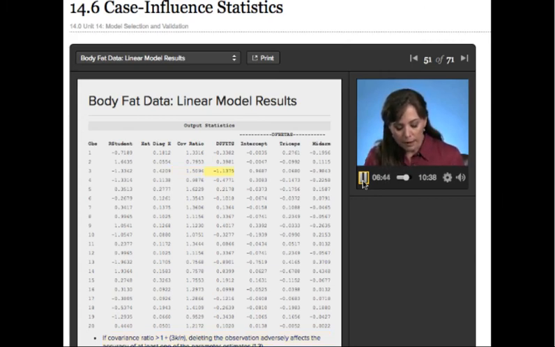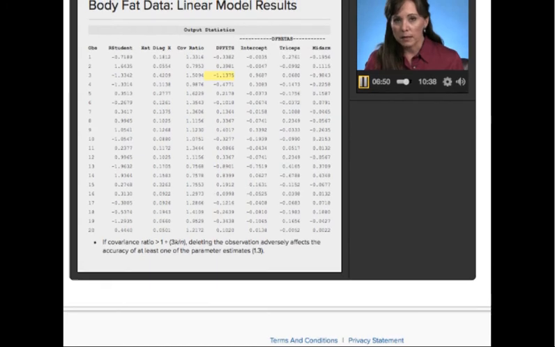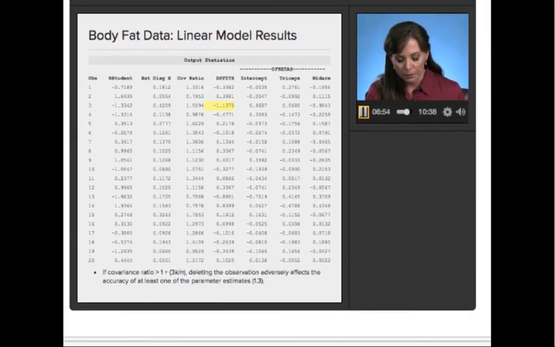If we look at the DF fits, we see that that value is negative 1.1. Again, not a very large value, but given the value of the leverage and the covariance ratio, we might want to look at it more closely.